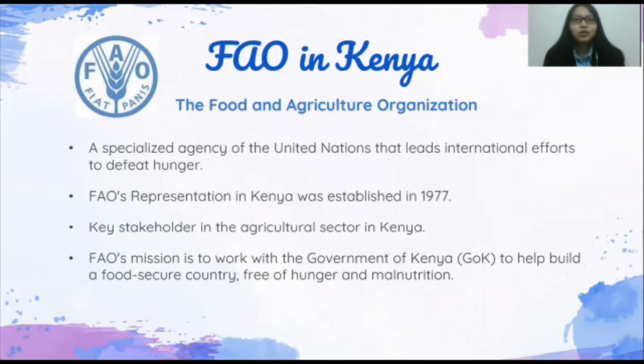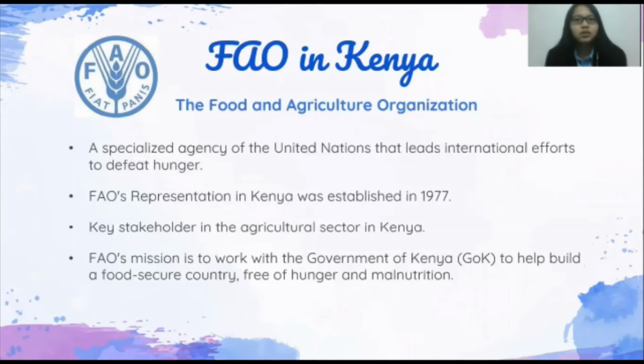Before I start, I would like to have a short introduction about FAO. FAO stands for Food and Agriculture Organization of the United Nations. FAO is a specialized agency of the United Nations that leads international efforts to defeat hunger. FAO's representation in Kenya was established in 1977. FAO is also a key stakeholder in the agricultural sector in Kenya. FAO's mission is to work with the government of Kenya to help build a food-secure country free of hunger and malnutrition, where food and agriculture contribute to improving the living standards of all, especially the poorest, in an economically, socially, and environmentally sustainable manner.